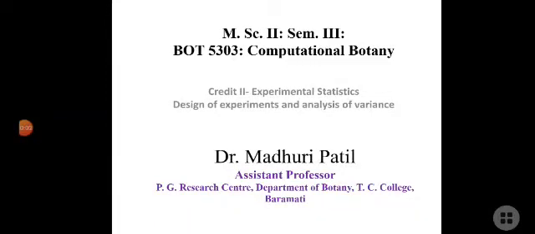Good morning, students. In the last lecture, we studied experiment designing, in which we studied the three basic principles of designing of experiment: randomization, replication, and local control. Now, how these three principles can be used for designing of various experiments and analysis of variance, that we are going to study in today's lecture.